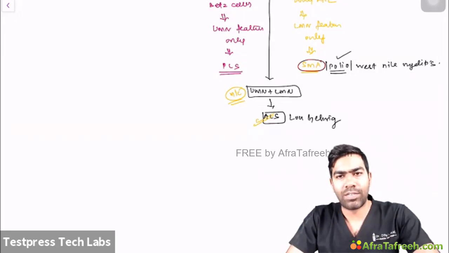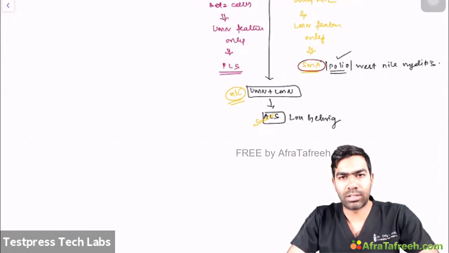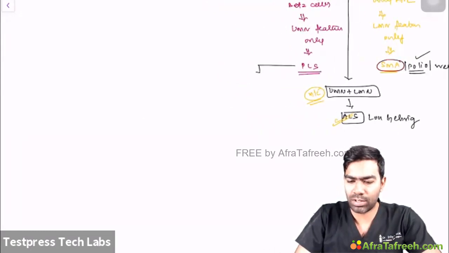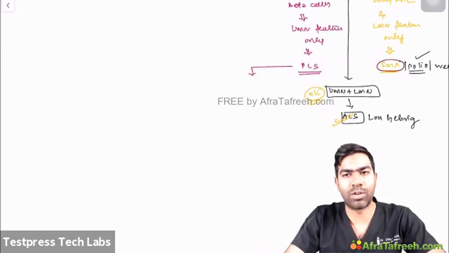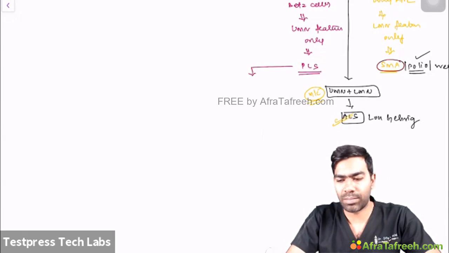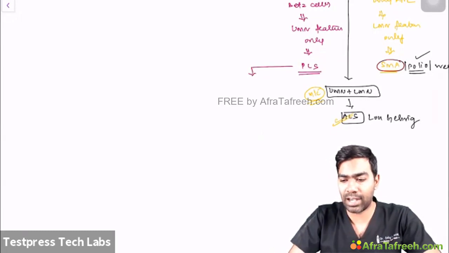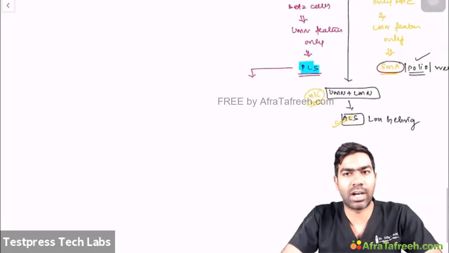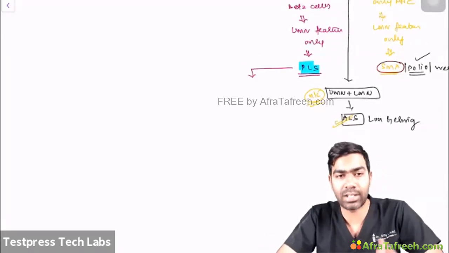And if you want to know other disorders that can produce this kind of primary lateral sclerosis-like phenomenon, what are the other disorders that can produce a PLS-like picture? These are very important because PLS is a rare disorder. It's not a very common disorder. So they will definitely ask you what are the other differential diagnoses for a PLS-like picture.